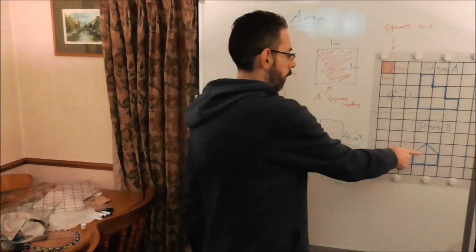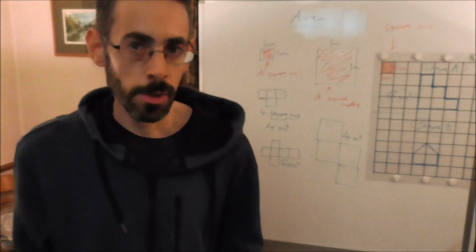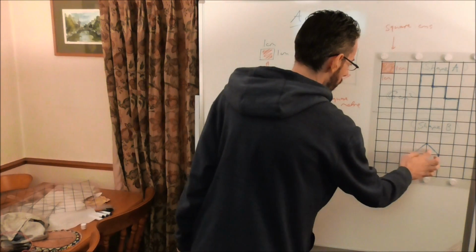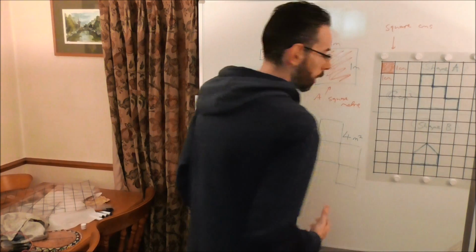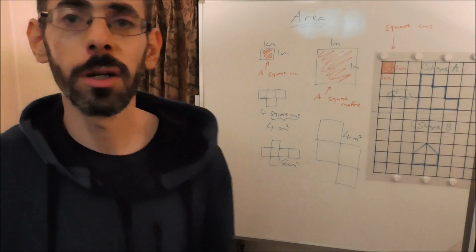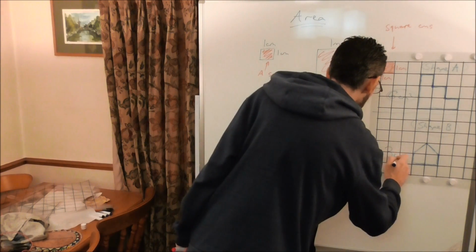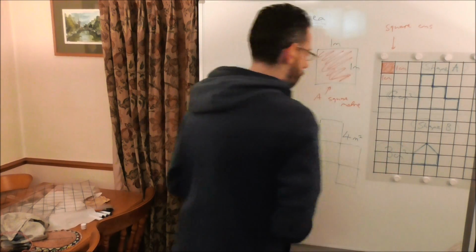And shape B, what's the area of this shape? Well, there are 2 whole squares inside the shape and also 2 half squares. And they together make another whole square. So the area is 3 square centimetres.